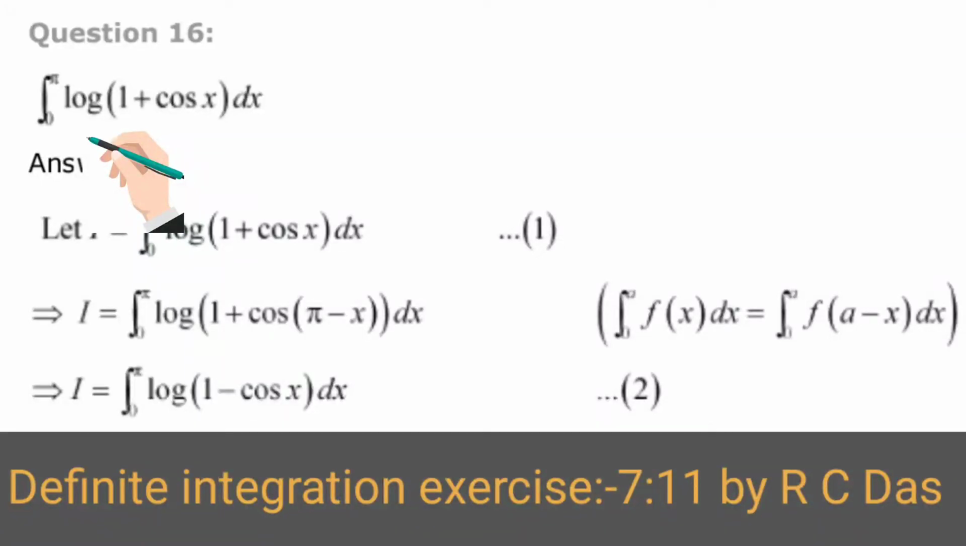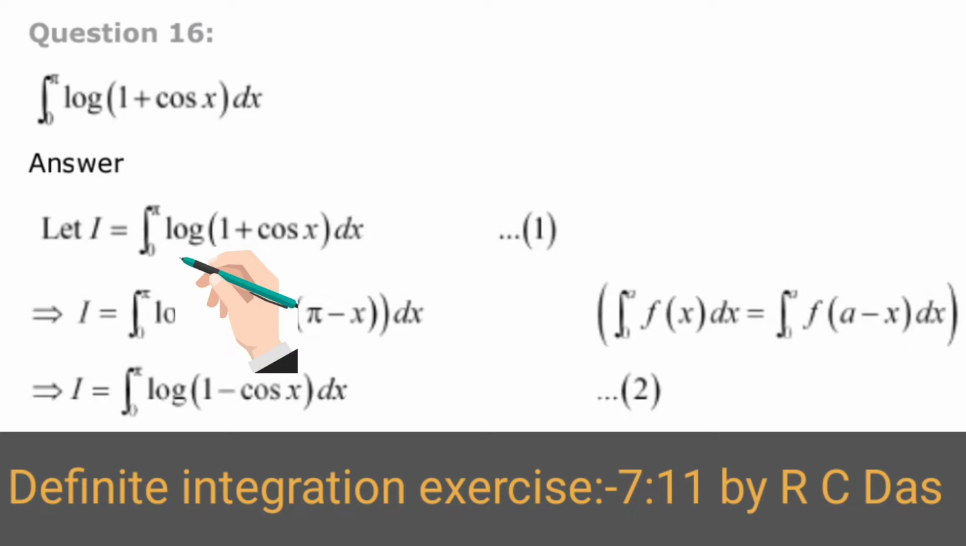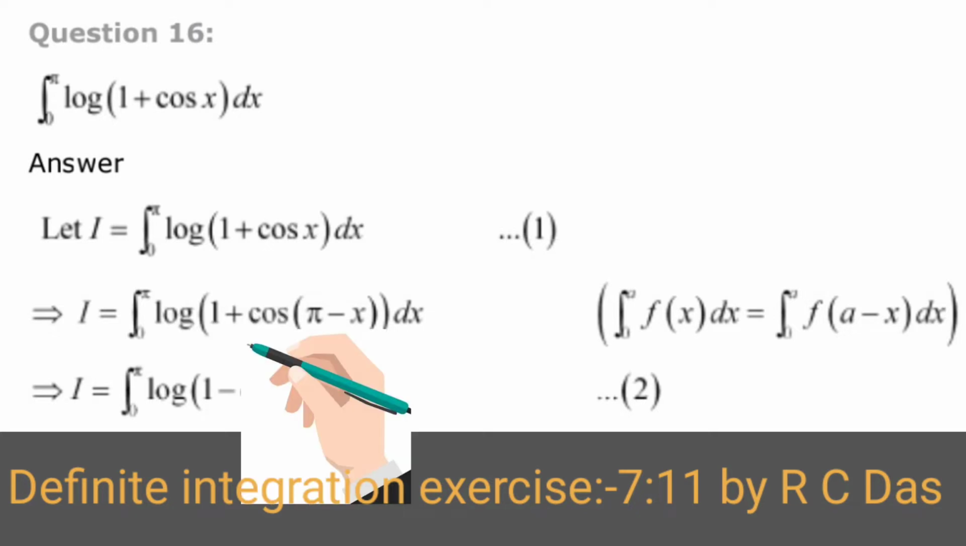Welcome, my dear students. We have to discuss question number 16, which is the integral from 0 to pi of log of 1 plus cos x. It is a very important question, so look very carefully. I denoted it by I, and after that I use this identity: a minus x. So instead of x, I have to write here pi minus x.